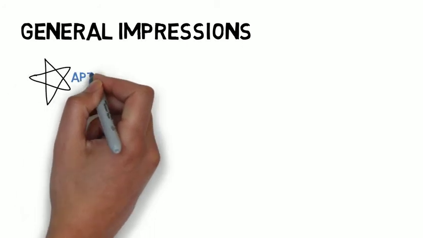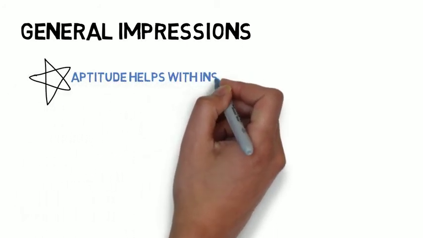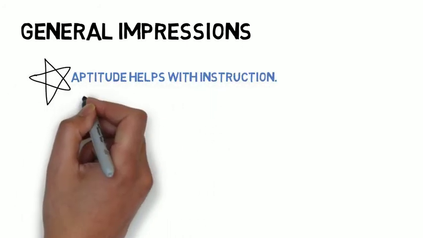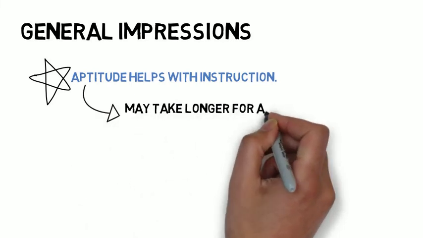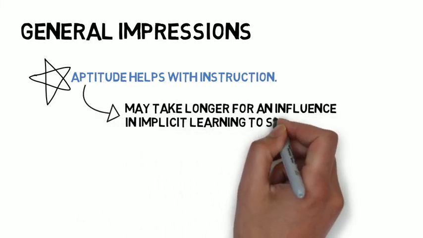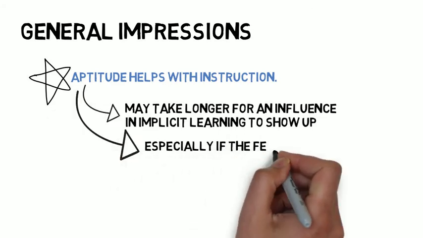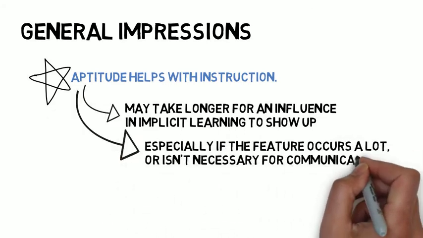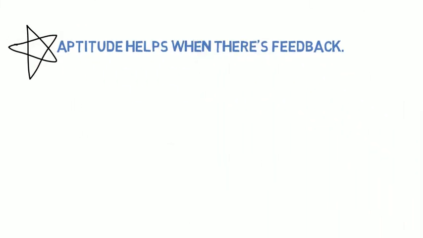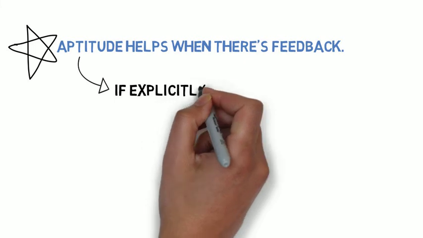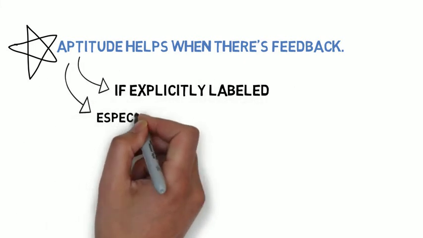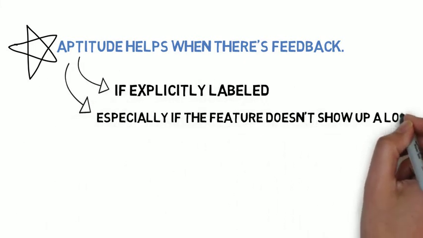First, aptitude helps with instruction, both implicit and explicit, though with implicit instruction, it may take longer for the effects to show up. Aptitude is especially helpful if the grammar feature appears a lot, or isn't strictly necessary for communication. Second, aptitude helps with feedback, if the feedback is explicit, and especially if the grammar feature does not appear a lot, and isn't strictly necessary for communication.